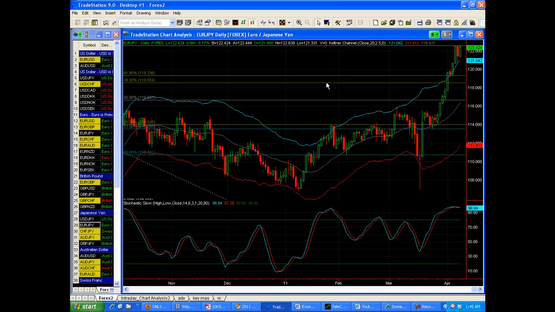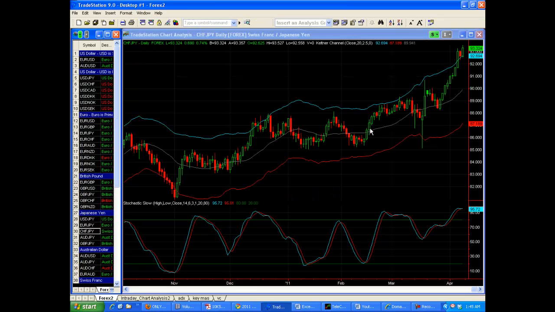Remember, I don't use these, even though this stopped dead on the fib. Well, I don't use these levels as fade points. I don't say, oh, it hit the number, let's fade it. I want to wait and see what it does when it gets to a major resistance and support point. Dial down to a smaller time frame and look for a pattern. Okay?